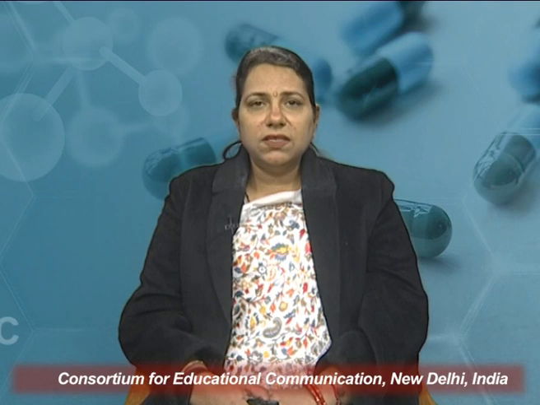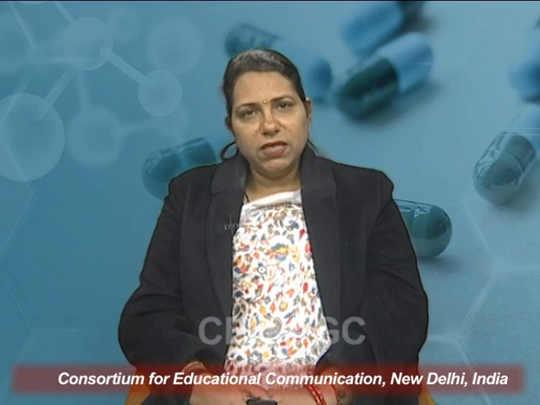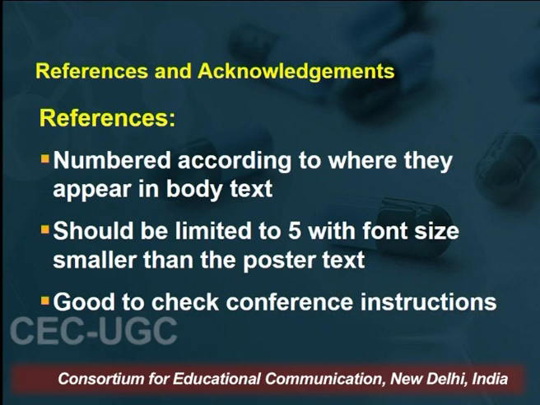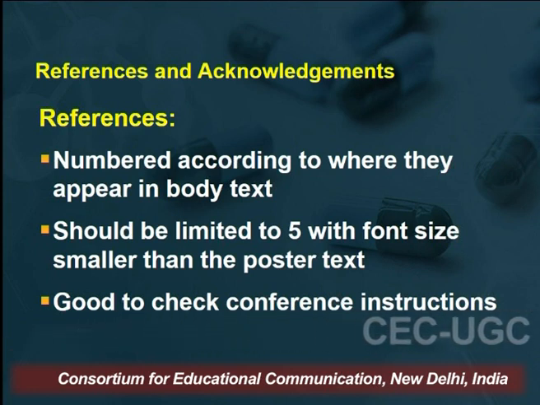Then comes the references and the acknowledgement section of the poster, where you are referring all those background sections that you have used to find the unmet need of your study. There is only one section which needs references, that is the introduction or the background section of your poster, which includes the references numbered according to where they appear in the body text, and should be limited to 5, with font size smaller than the poster text, because this is not the text that you want your audience to spend a lot of time on.